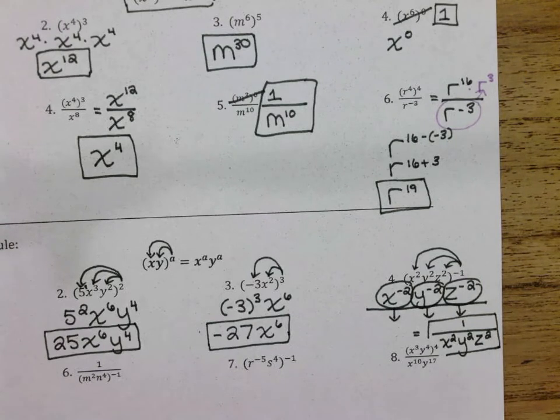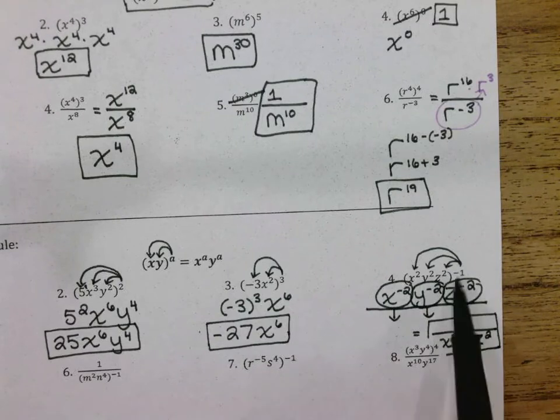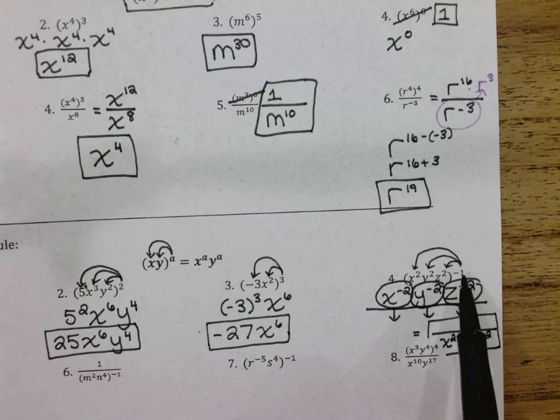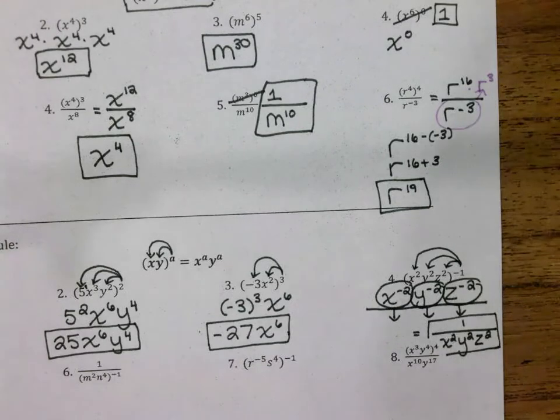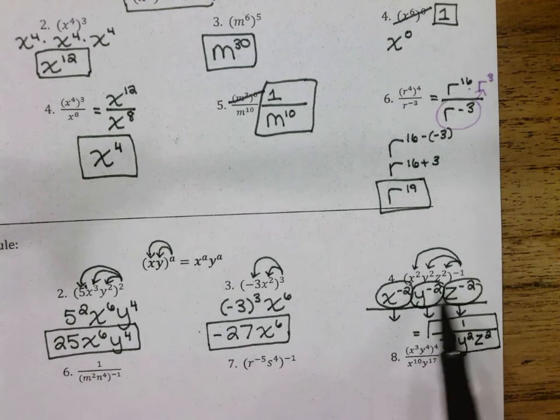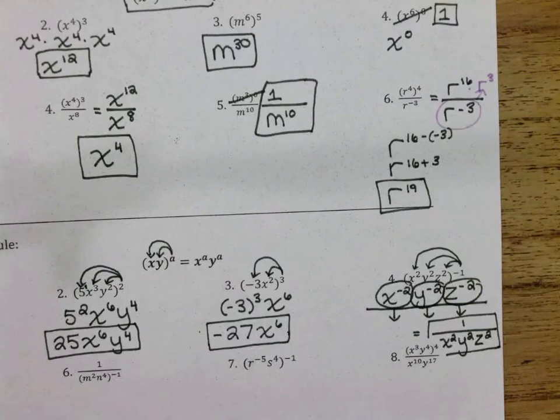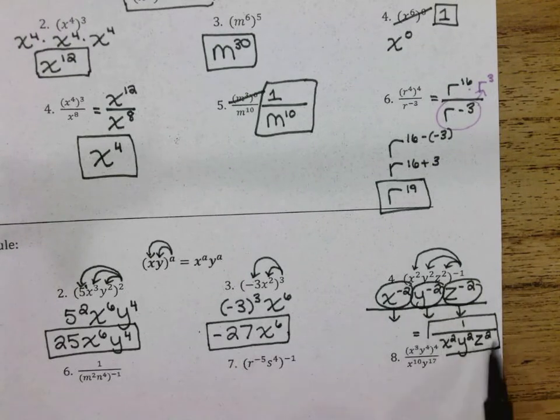And the other way you could think about this is if we're raising this whole grouping right here to the negative 1st power, well, we can't have negative exponents, and so we have to move this whole thing down to the denominator. That's just another way to think about that. So by moving all of this down to the denominator, you get 1 over x squared, y squared, z squared.